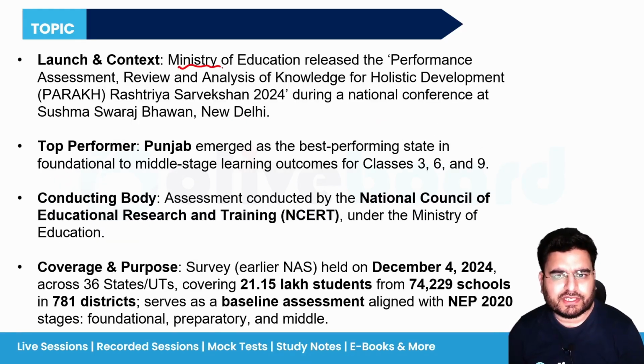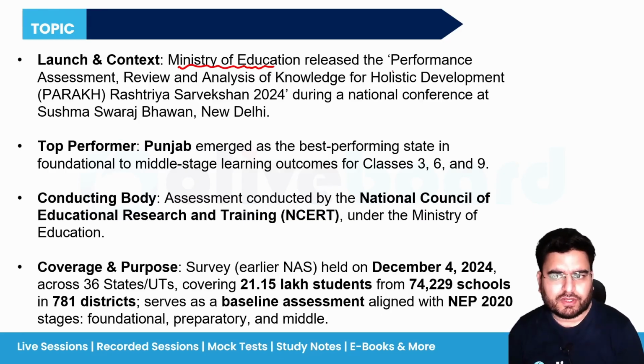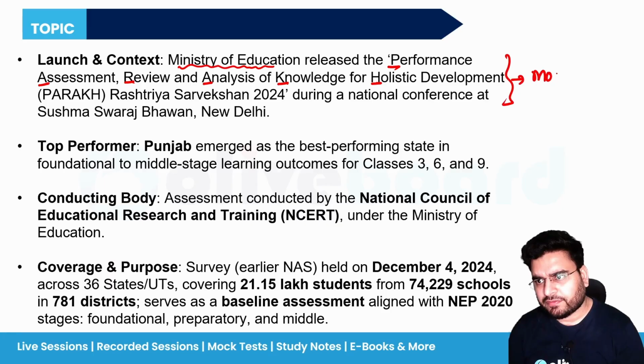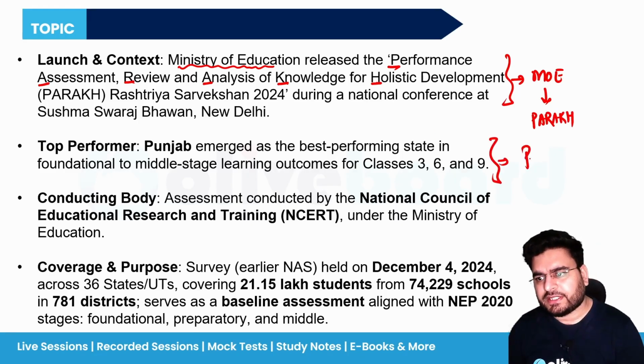The Ministry of Education has released a detailed analysis and review of PARAKH. PARAKH is what? Performance, Assessment, Review and Analysis of Knowledge for Holistic Development. So this is a national level survey done by the Ministry of Education. First keyword is Ministry of Education. Which survey? PARAKH survey. And who is the top performer? The top performing state is Punjab.